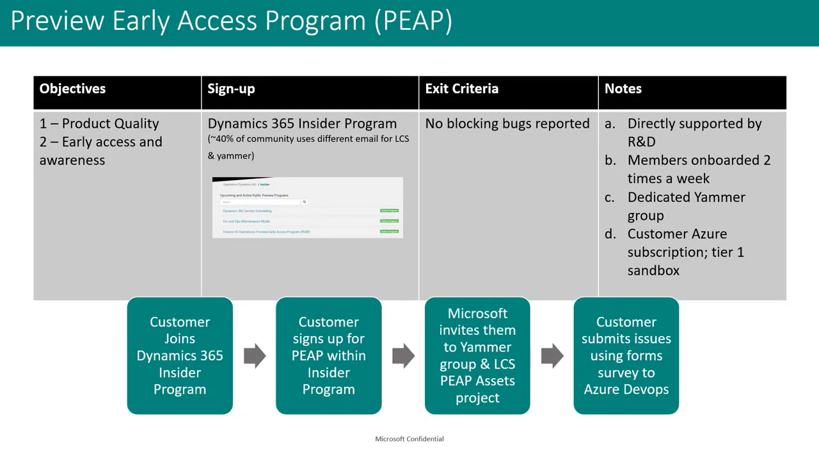We have this thing that we've done with finance and operations called One Version, where we're working to get all of our customers on the latest version. Part of that One Version journey is to get that validation throughout our process. And so part of our validation we ask for anyone to sign up for is our PEEP program. It's a preview early access program.